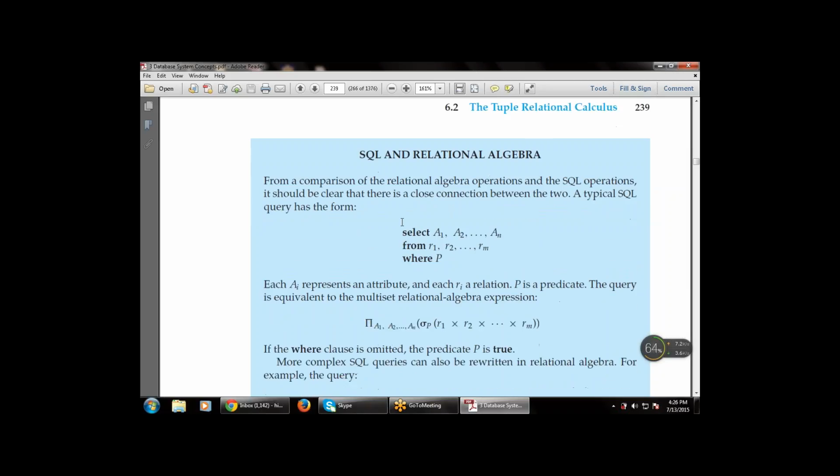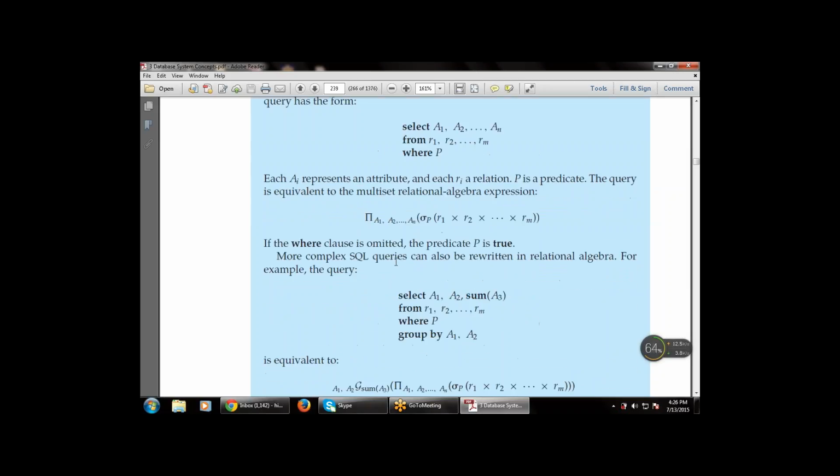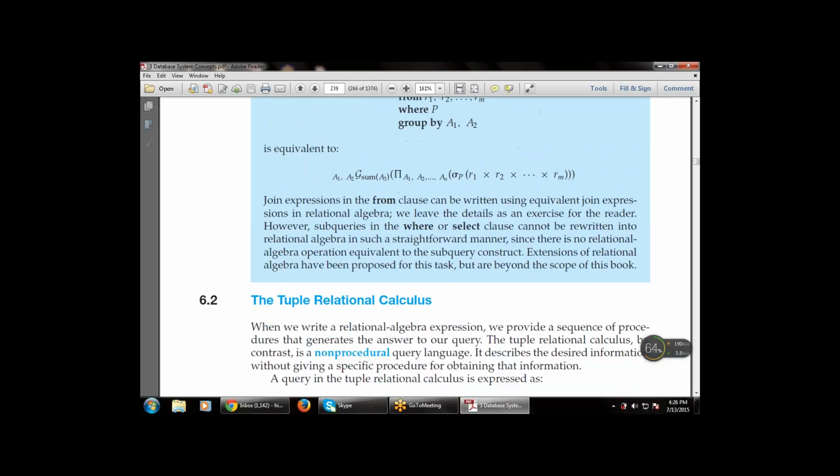That is the SQL and the relational algebra. Then next is the tuple relational calculus. That is today's topic: what is a tuple relational calculus and how to use it. It is a calculus, or we can say an expression, that will be operated on the tuples, that is, on the rows.